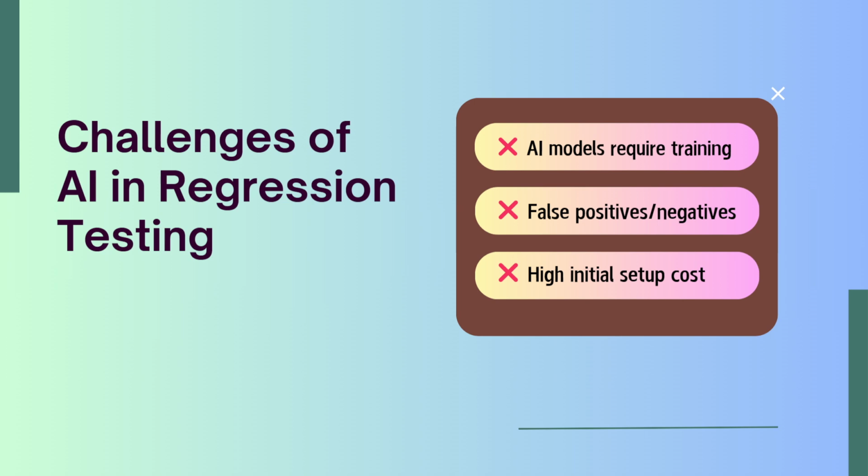One is AI models require training, so they need historical test data. You can also have false positives and negatives. AI isn't always perfect. Human validation is still needed. There is also a high initial setup cost. If you want to adopt AI, you need to invest in tools and training.